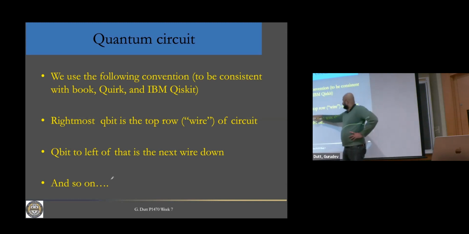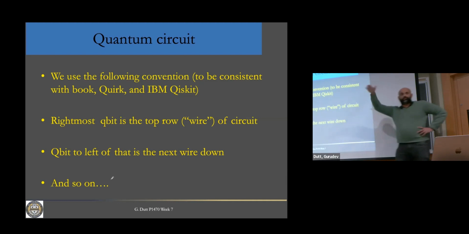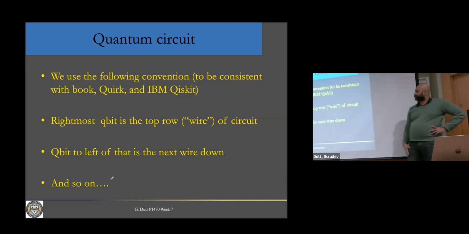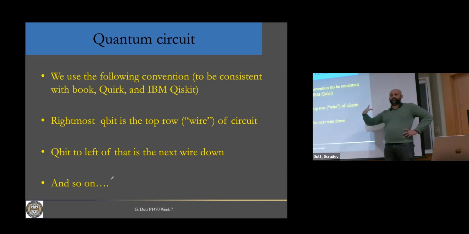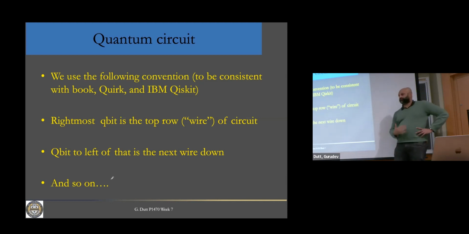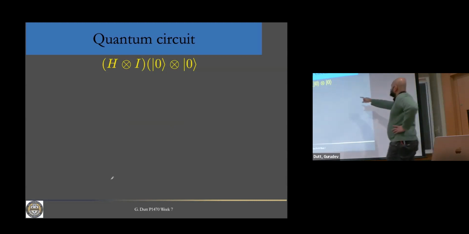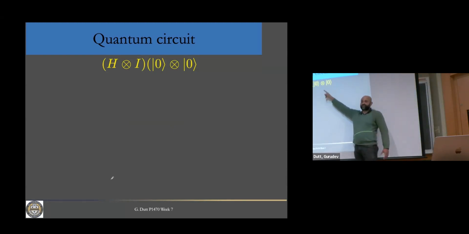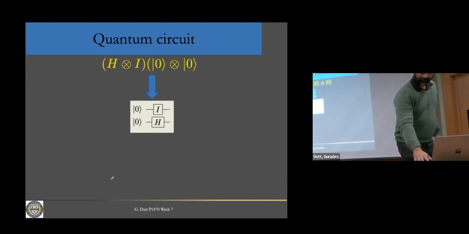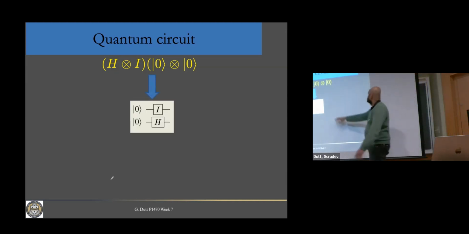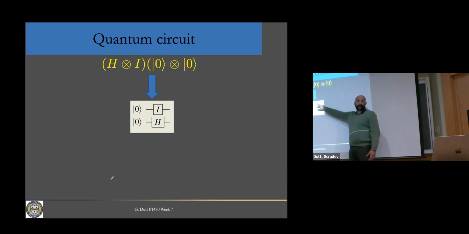The convention that we're going to use is that the rightmost qubit is the top row of our circuit. The qubit to the left of that is one wire down, and the qubit to the left of that is one wire down again, all the way to the leftmost qubit. To illustrate, we want to write this as a quantum circuit. H tensor I acting on the state 0 0 will be represented by this. Notice how the I acts on the rightmost qubit, which is on the top, and H, which acts on the leftmost qubit, is on the bottom.